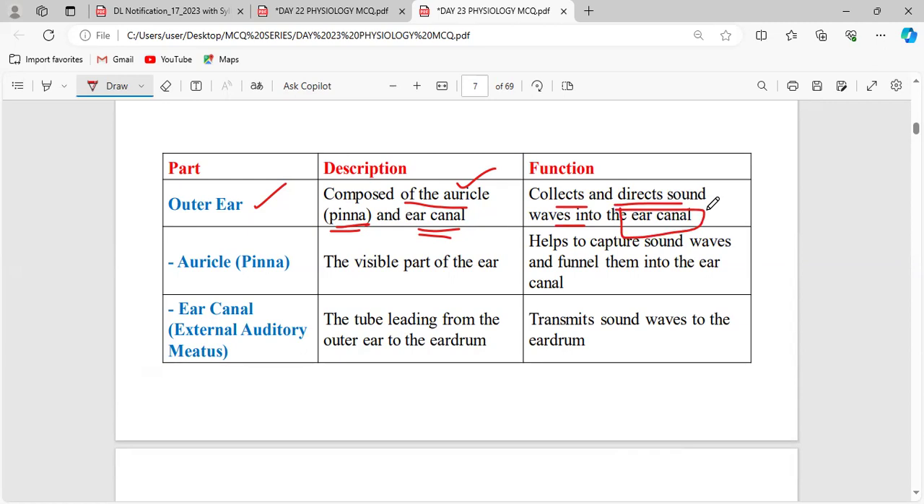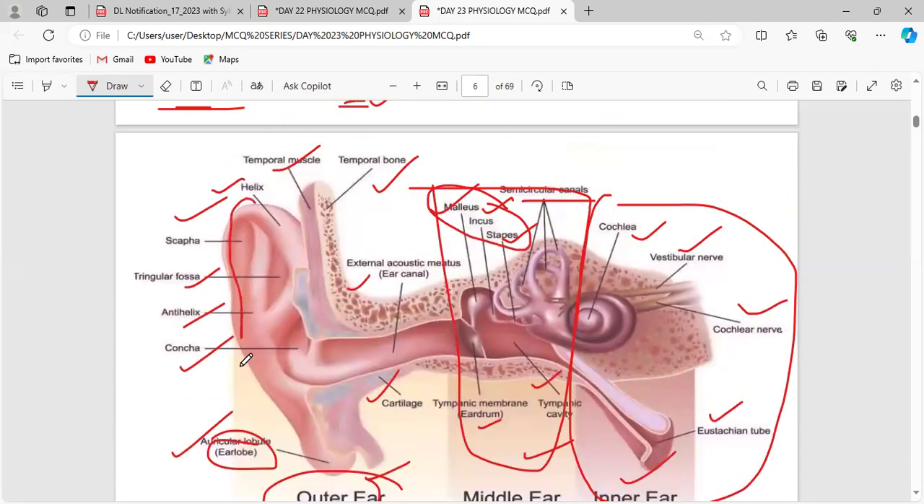It is the one getting all the sound waves, and it has to be transferred to the ear canal. Okay, and what is auricle? So we have studied the outer ear is composed of the auricle and the ear canal. So what is the auricle? We are calling it the pinna. So this is what an auricle is, the pinna.